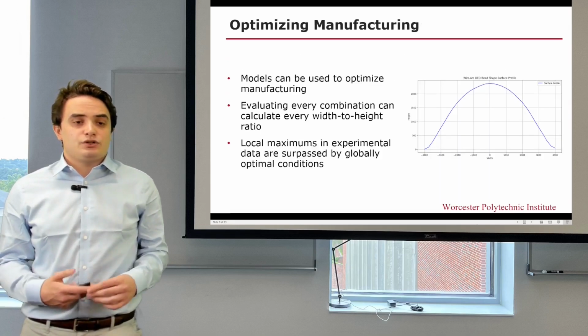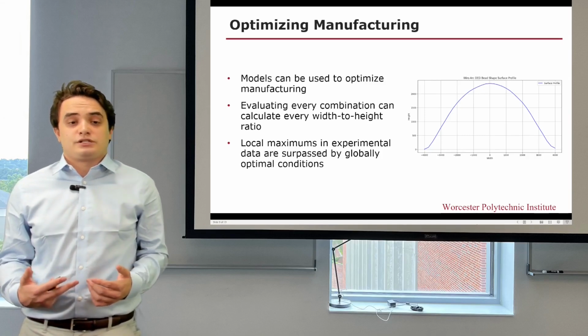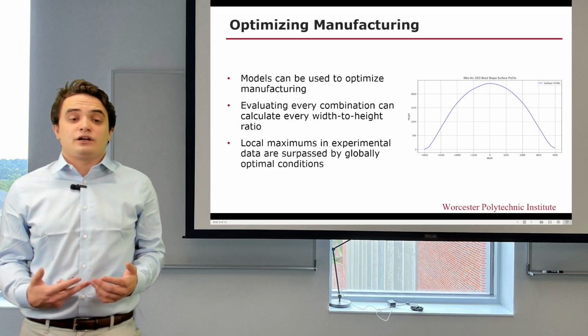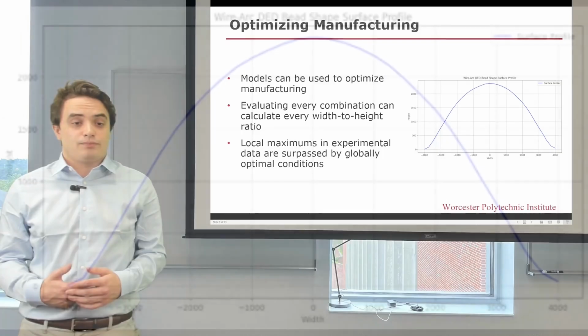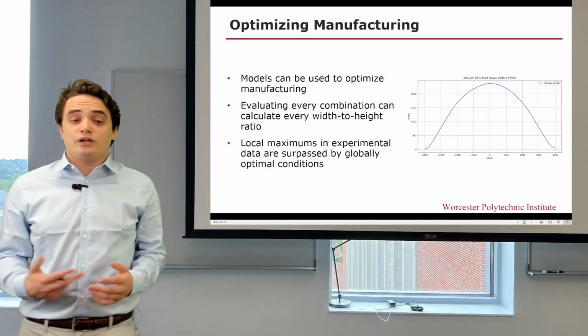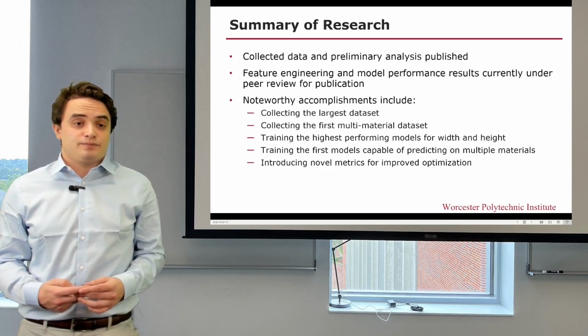So in addition to being able to model this, we're seeking to actually optimize the manufacturing process. Using these models, we can evaluate every combination of parameters, even those that weren't collected, to identify the width to height ratios that we would expect them to make. And as a result of this, we can then identify the globally optimal conditions instead of just the local optimal ones based on the ones that were collected.